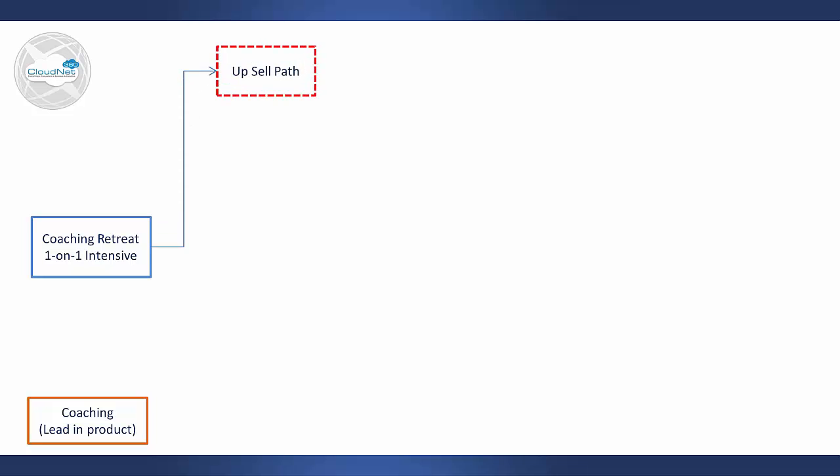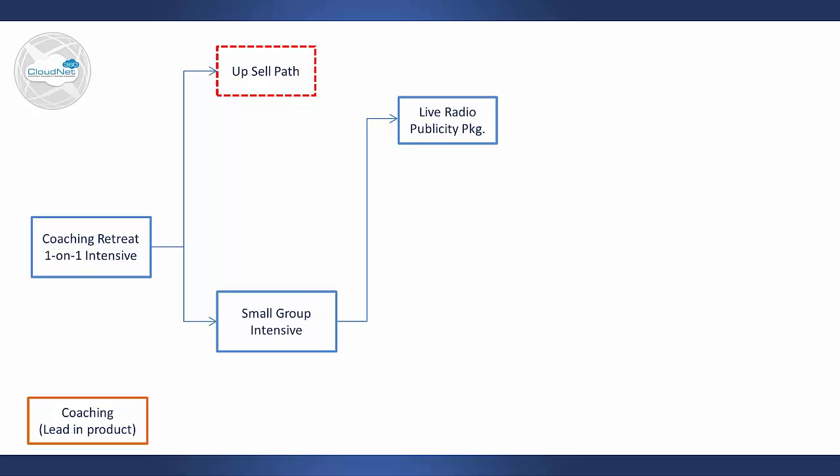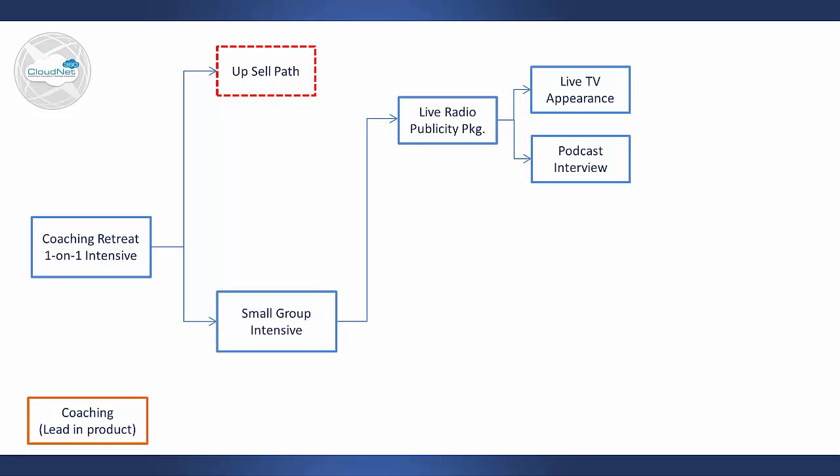Conversely, if I start in with coaching as my lead-in product and offer the coaching retreat one-on-one intensive, and they decline this upsell, I can still put them into a downsell into my small group intensive at a lower cost. And if they choose to take that upsell, I'm going to put them into my live radio publicity package again. And accepting the live radio upsell is going to put them into my live TV appearance upsell. But of course, if they decline it, I can downsell them again into a lower cost podcast interview. And in either case, whatever they choose at this point, they will be routed to the checkout page so that they can complete the order of the original products.